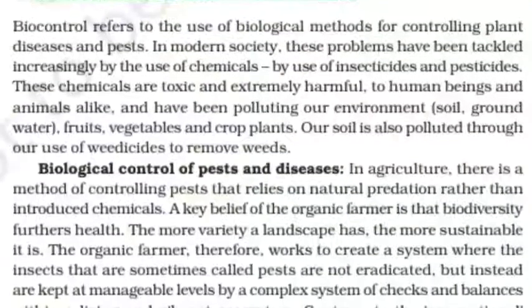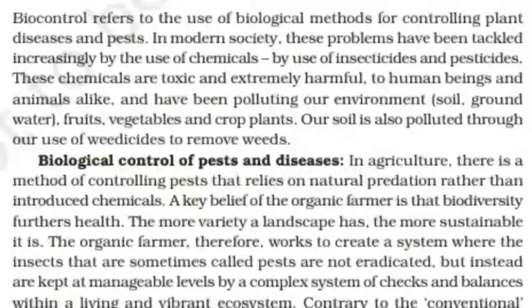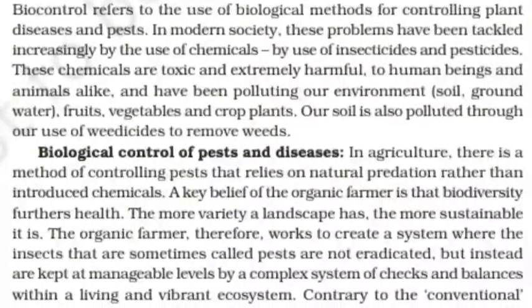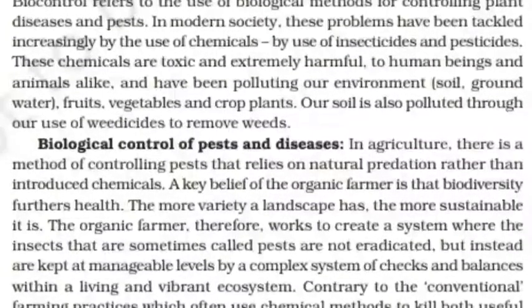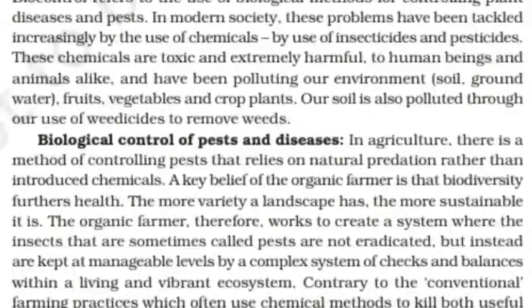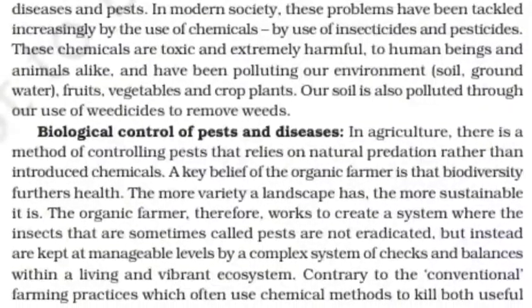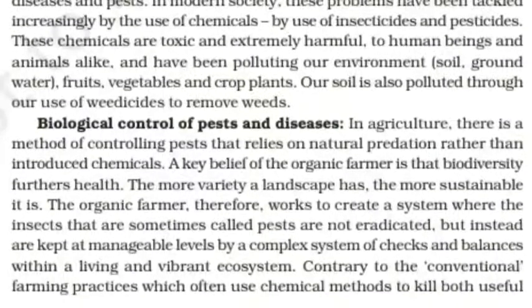The more variety a landscape has, the more sustainable it is. The organic farmer therefore works to create a system where the insects that are sometimes called pests are not eradicated, but instead are kept at a manageable level by a complex system of checks and balances within a living, vibrant ecosystem.